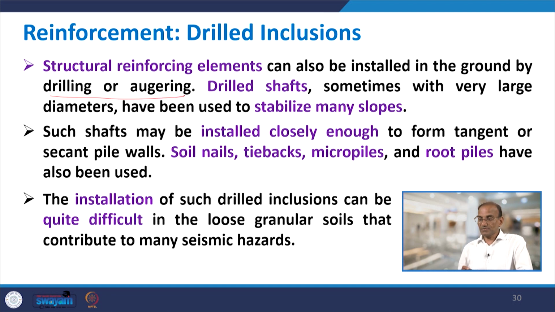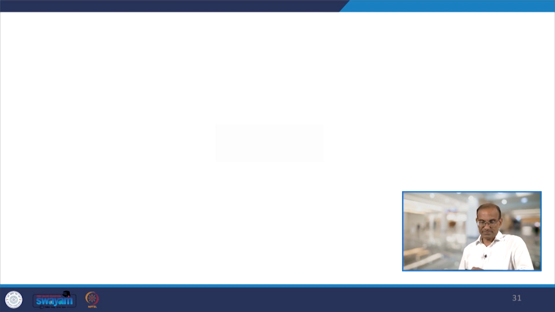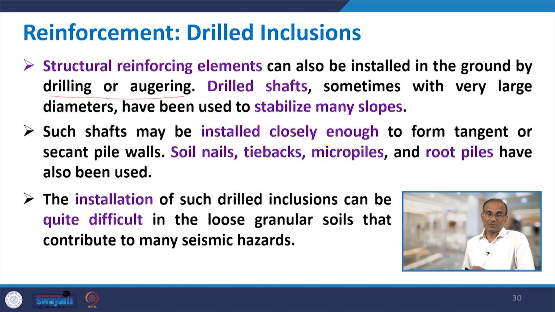Drilled shafts, sometimes with very large diameters, have been used to stabilize many slopes. Such shafts may be installed closely enough to form tangent or secant pile walls. Soil nails, tiebacks, micropiles and root piles have also been used as drilled inclusions. The installation of such drilled inclusions can be quite difficult in the loose granular soils that contribute to many seismic hazards. So, installation is not easy for drilled inclusions. So, this completes all the 3 parts of reinforcement techniques.